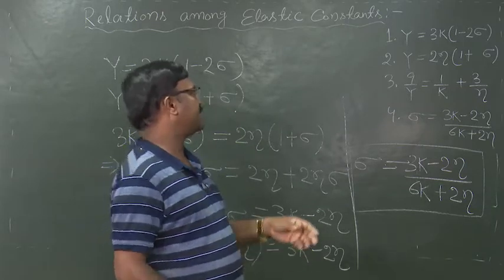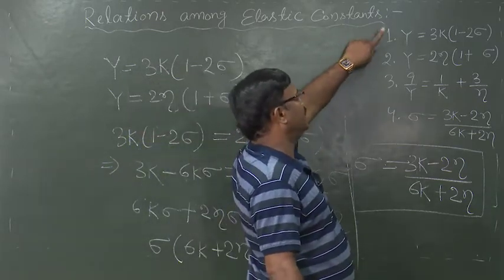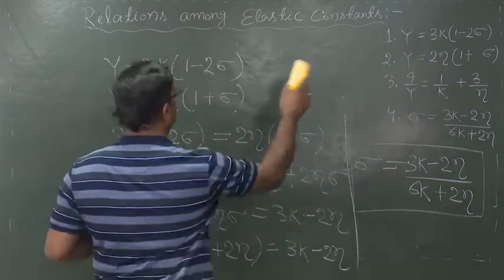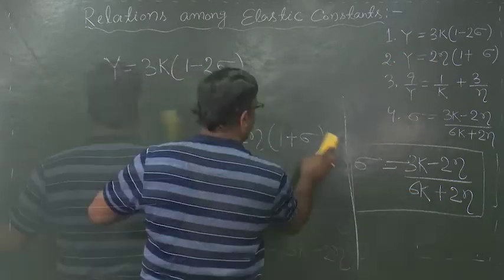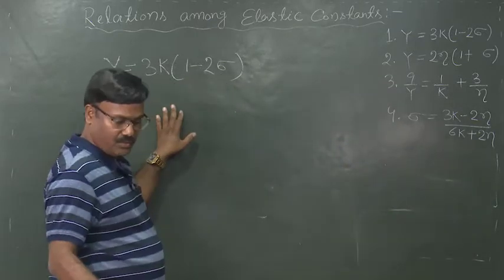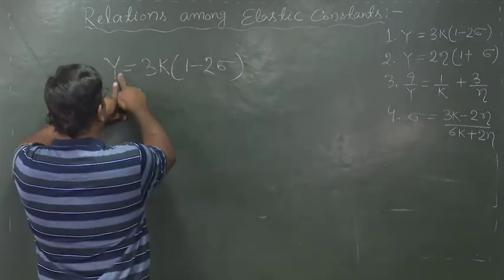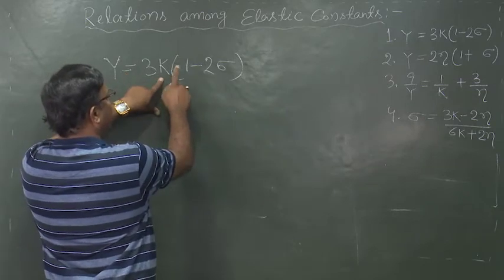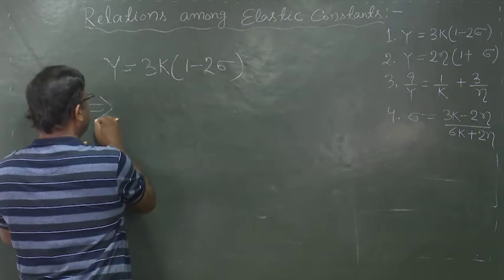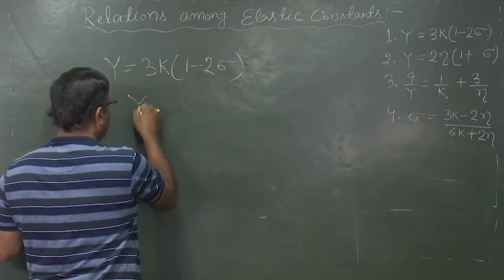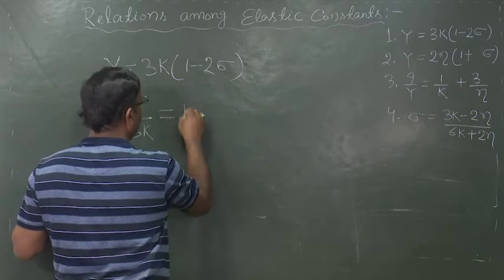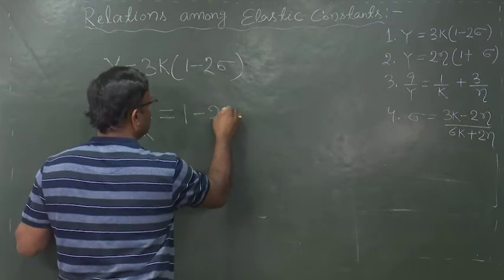To get this, let us consider first the equation Y equal to 3K into (1 minus 2 sigma). From this relation we know that Y is equal to 3K into (1 minus 2 sigma), which implies Y by 3K is equal to 1 minus 2 sigma.